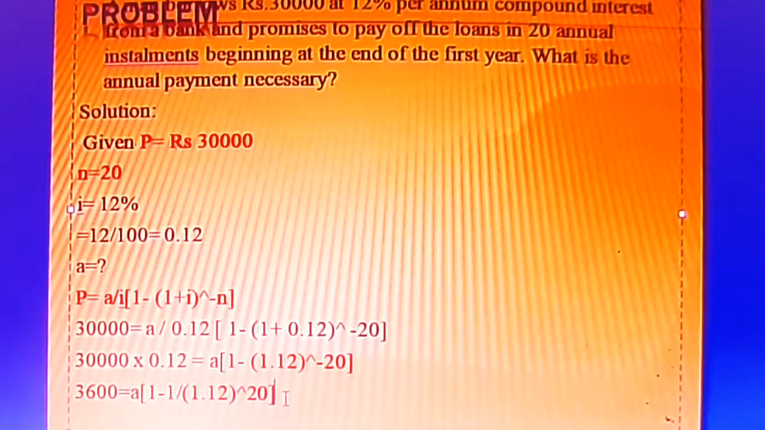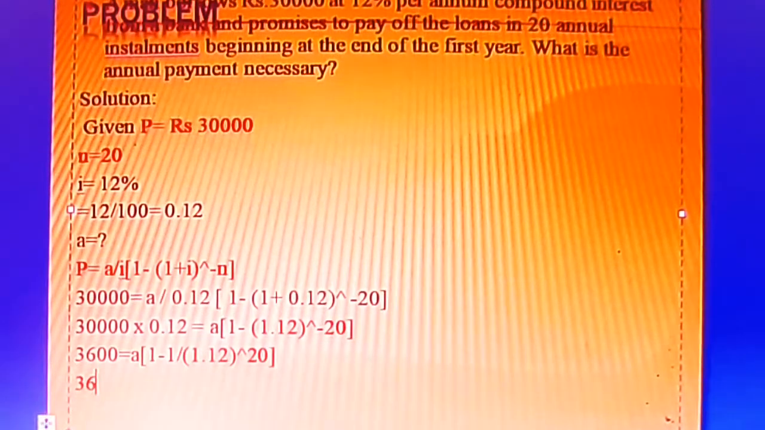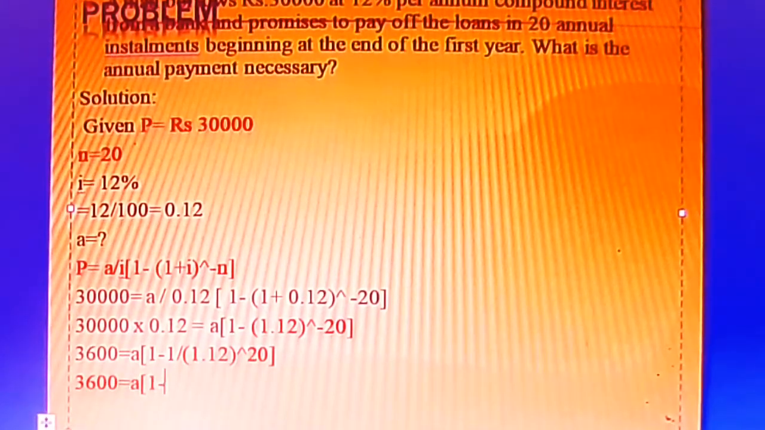Alright friends, so the next step is 3600 is equal to A. We will keep it as it is. Open the bracket, 1 minus, 1 divided by, what is 1.12 the whole raised to the power 20? You'll get something around 9.64. You can check. Okay, you'll get something like this.